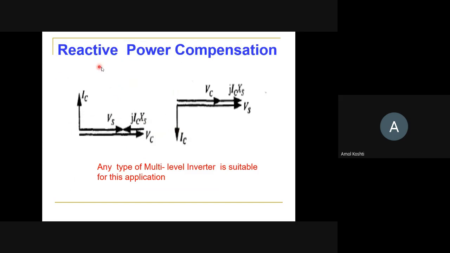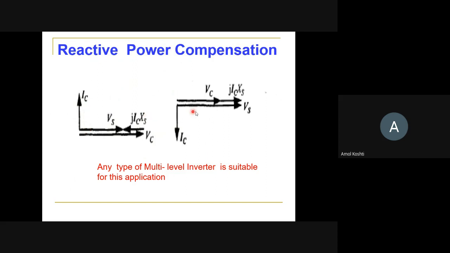So based on this, the phasor diagram is given here. If you refer to this first phasor diagram, you can see that IC is the vertical component and Vs is the horizontal component. Here IC current is leading the input voltage source, it means it is capacitive in nature. Capacitive in nature means they are injecting reactive power into the system.